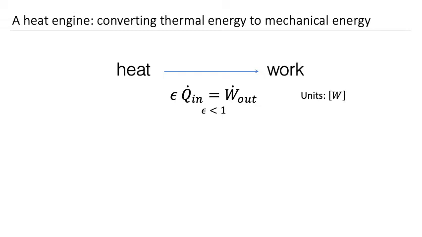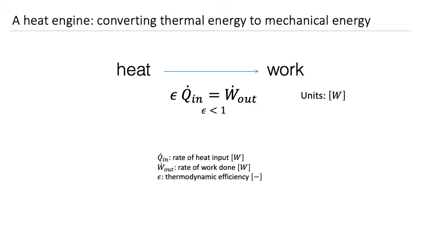And we can put an equation to this. It says that you add heat at some rate, in units of watts, which is an energy per unit time. So Q in dot is the heat rate. The rate of heat added to the system is equal to some rate of work done by the system, and out front is a thermodynamic efficiency, epsilon, which has to be less than 1. Fundamentally, by the laws of thermodynamics, this has to be less than 1.